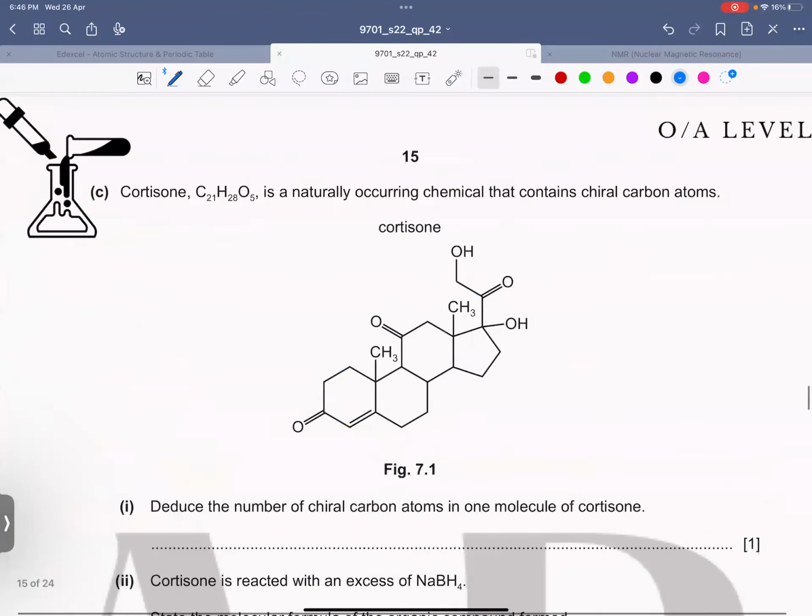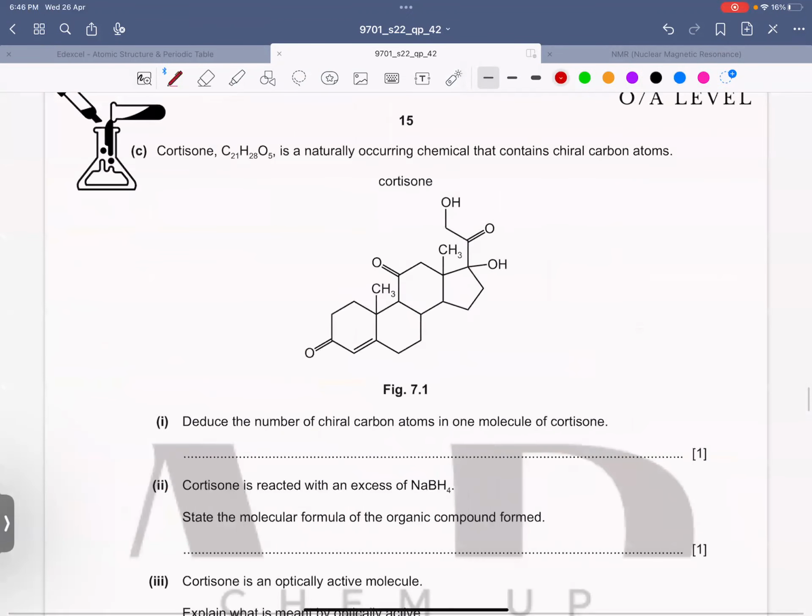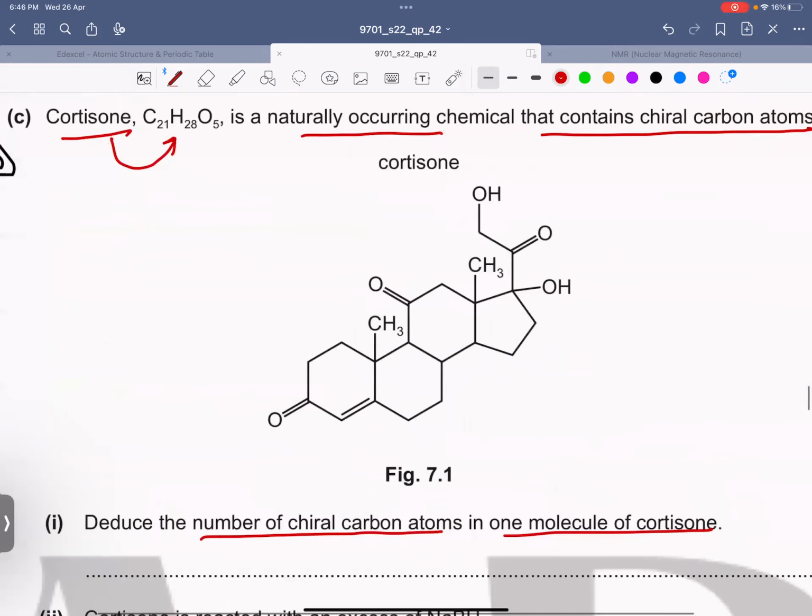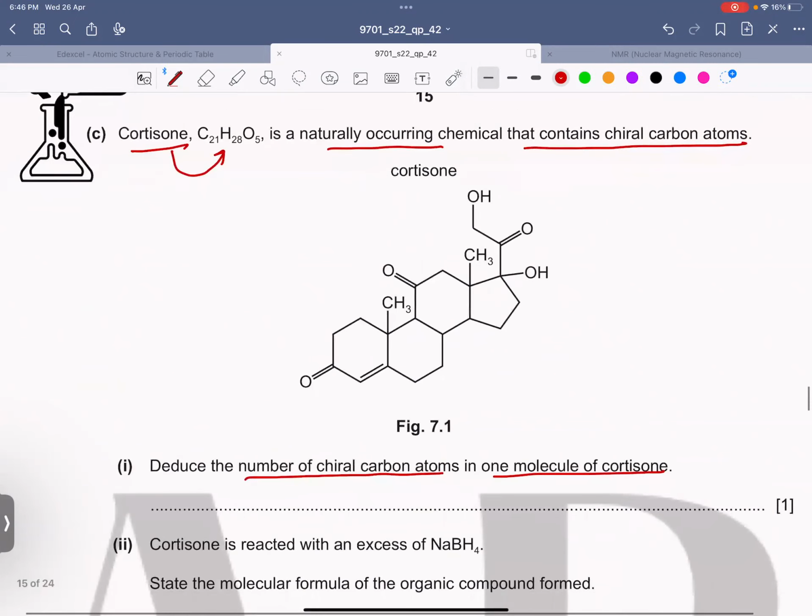Okay. Now the C part. Cortisone, having this molecular formula, is a naturally occurring chemical that contains chiral carbon atoms. Deduce the number of chiral carbon atoms in one molecule of cortisone. Okay, do it quickly and tell me how many chiral carbon atoms you are getting. Yes, do it quickly. Sir, 4. Okay.